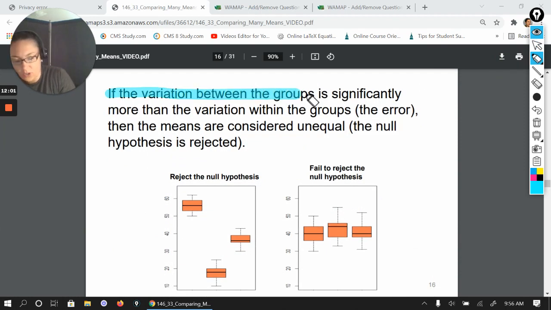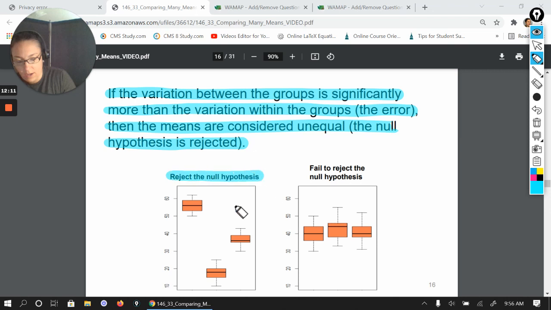If the variation between the groups is significantly more than the variation within the groups, or the error, then the means are considered unequal, and the null hypothesis is rejected. So over here we would reject the null hypothesis. We see the box plots are very spread out, even though they are condensed. And over here we would fail to reject the null hypothesis because they are not very spread out, even though they are pretty condensed, but they're a little bit longer than these ones over here. So that's the difference between the two.